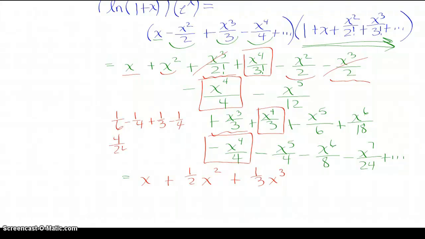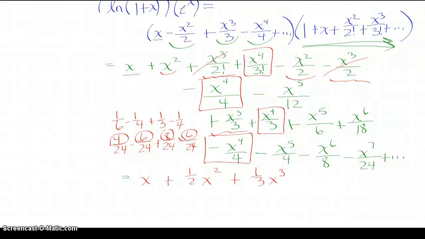4 24ths minus 6 24ths plus 8 24ths minus another 6 24ths. So there's positive 12 24ths minus 12 24ths. So the coefficient of the x to the 4th term is 0, if I did all that work right.